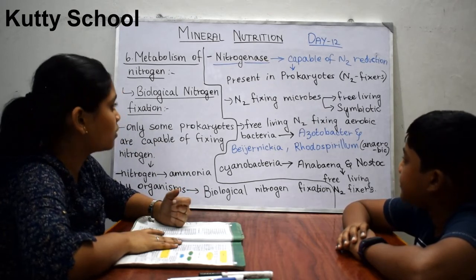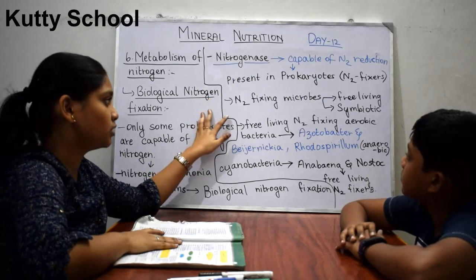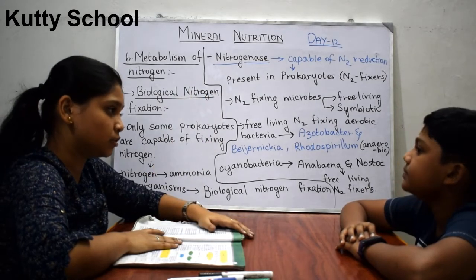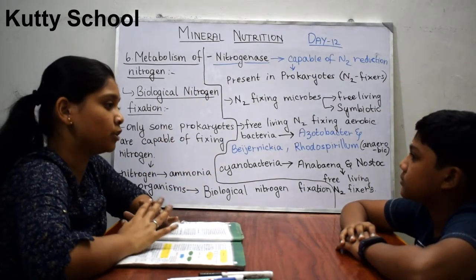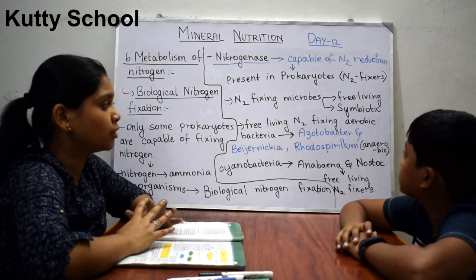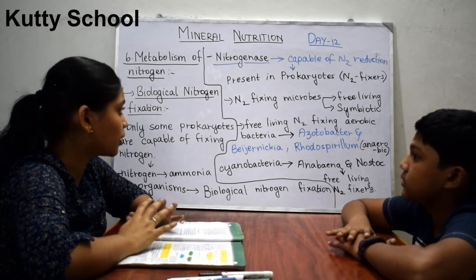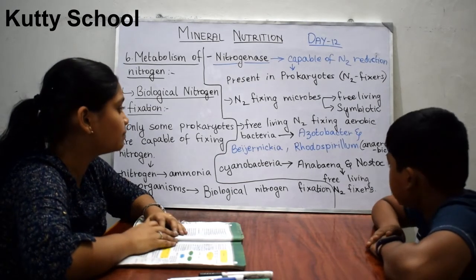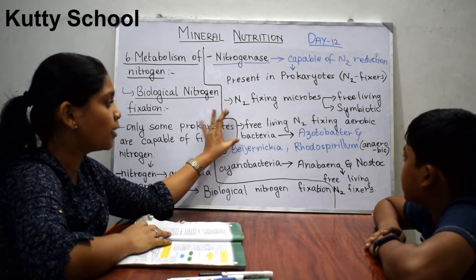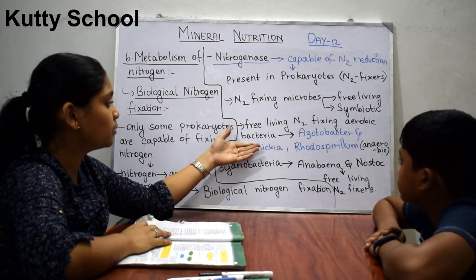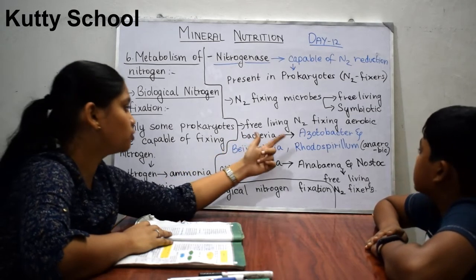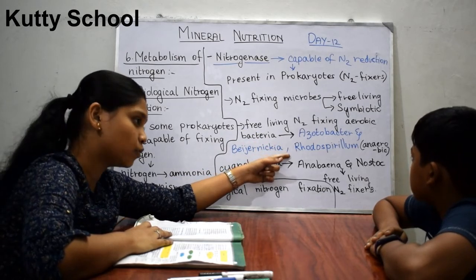These nitrogen fixing microbes can be free living or symbiotic. Free living ones are freely present in the soil. Symbiotic ones are associated with the root nodules. In free living nitrogen fixing aerobic bacteria, which take in oxygen, the examples are Acetobacter and Beijerinckia. Rhodospirillum is anaerobic free living.